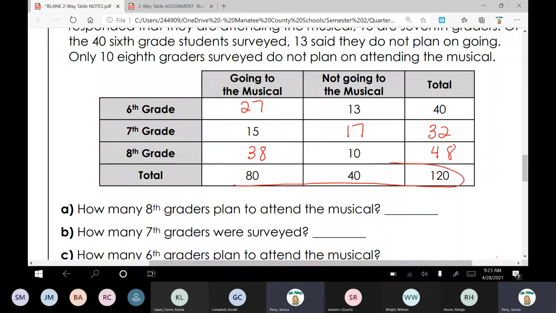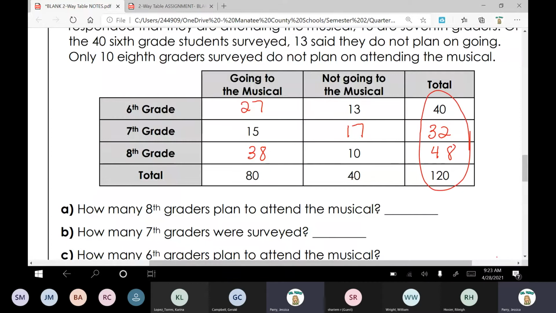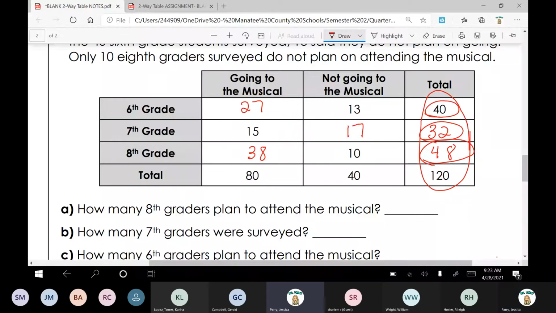These ones were already filled in, so I know those are correct. The 80 plus 40 equals 120. But this is where we filled in our information here. So go back and double check, plug it into your calculator. You should do 40 plus 32 plus 48, and that should equal 120. If it does not equal 120, then you made a mistake somewhere here in the information that we plugged in. But we did it together, so I know we're good.